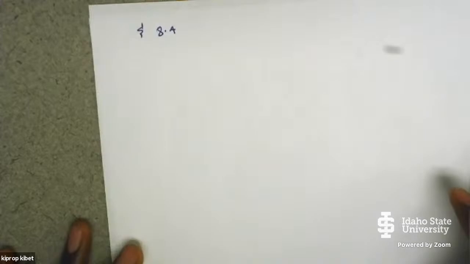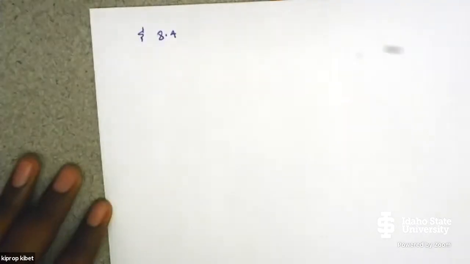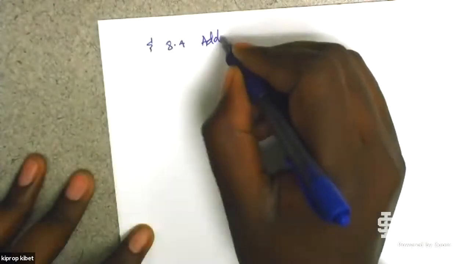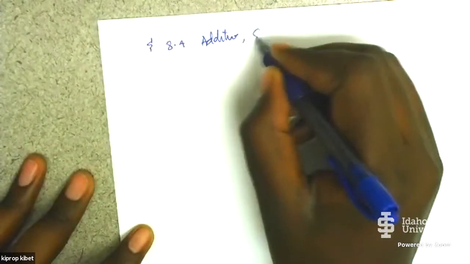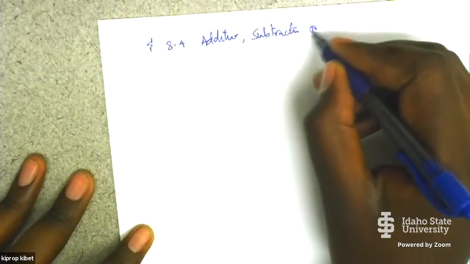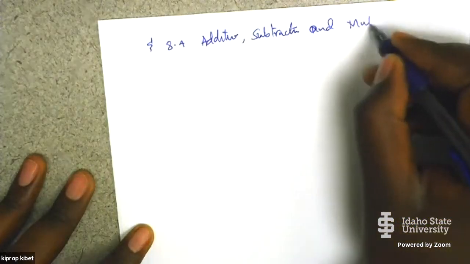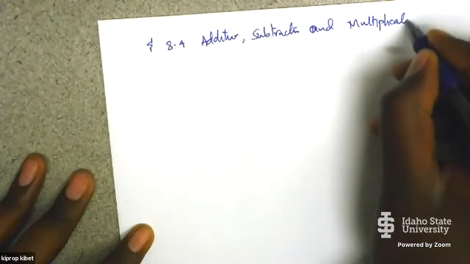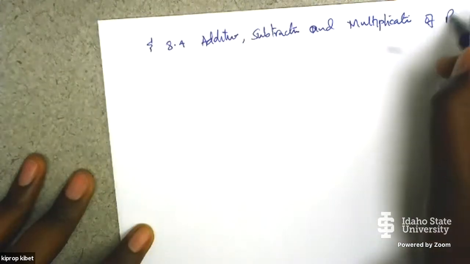Okay, let's start section 8.4. This is addition, subtraction, and multiplication of radicals.